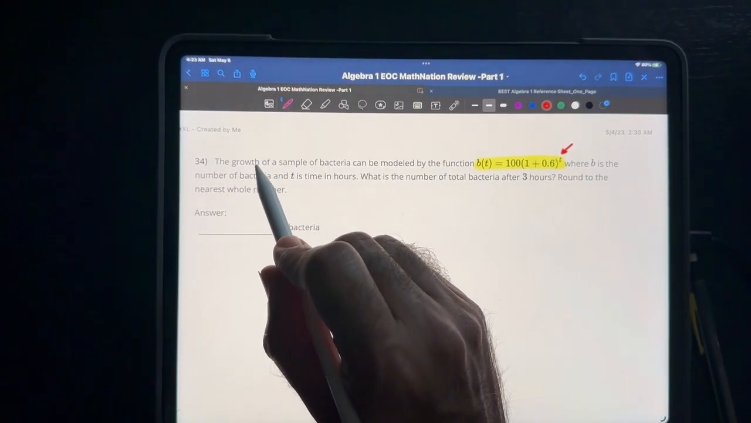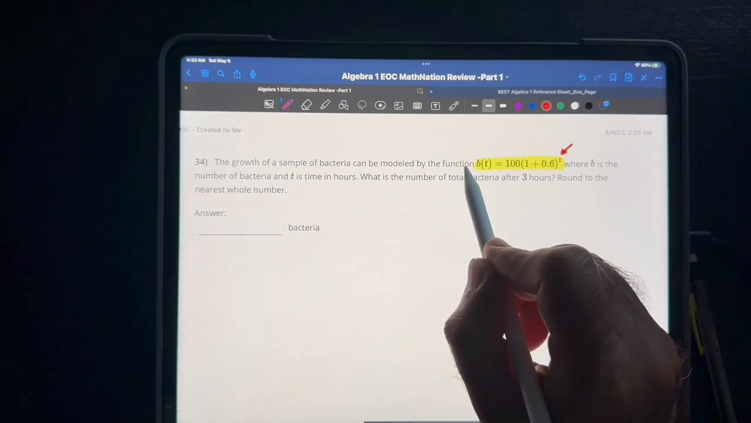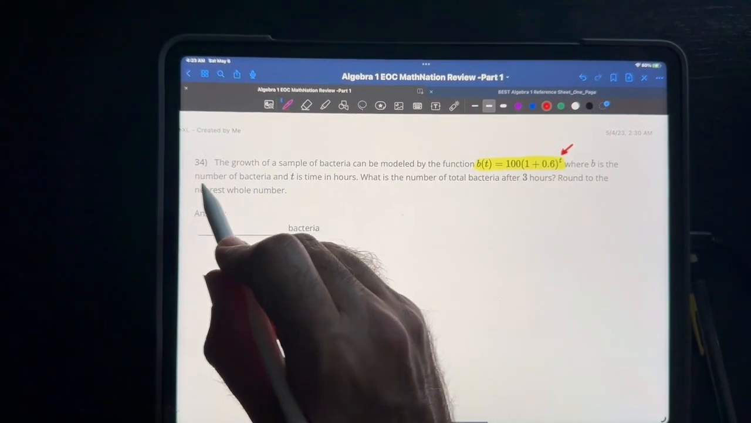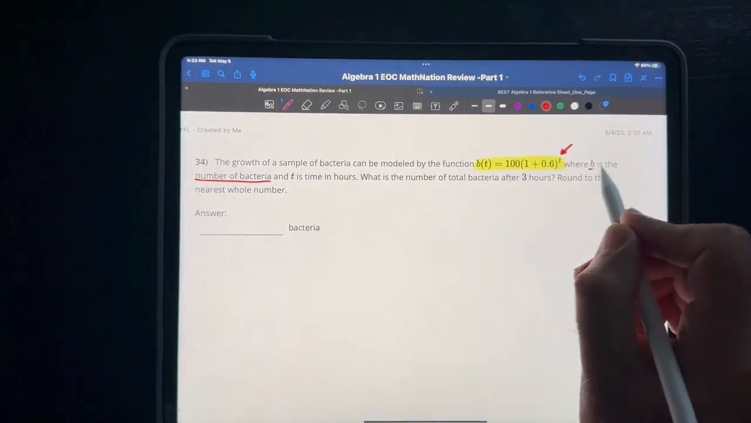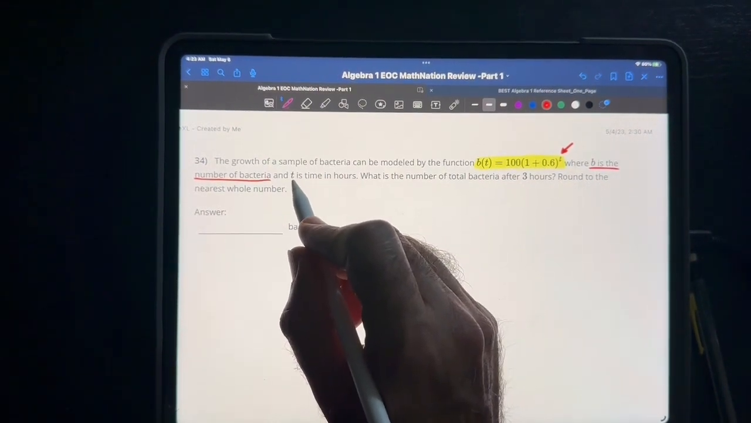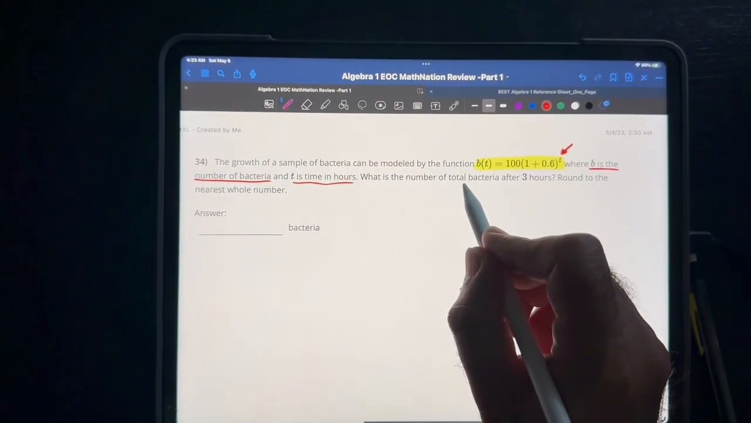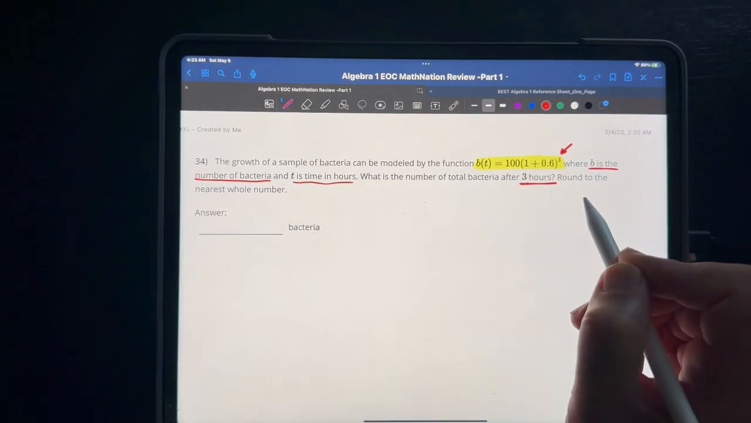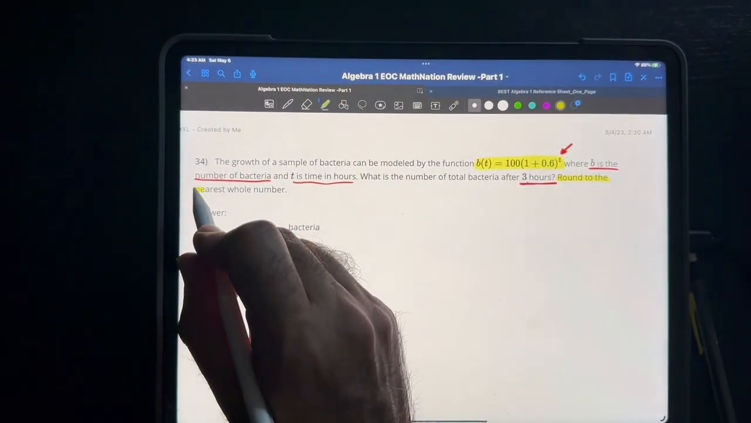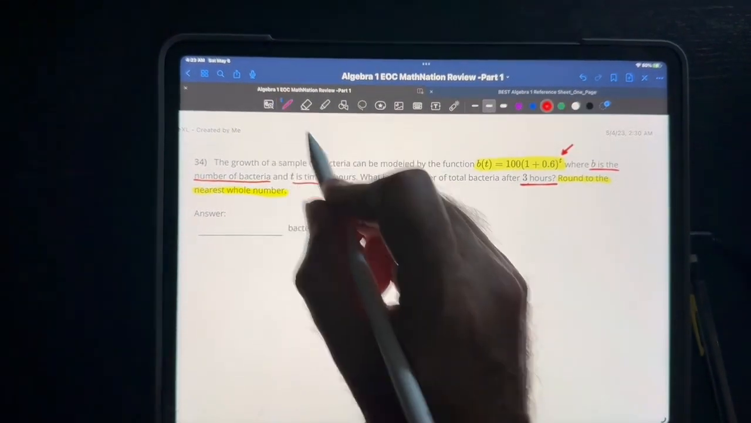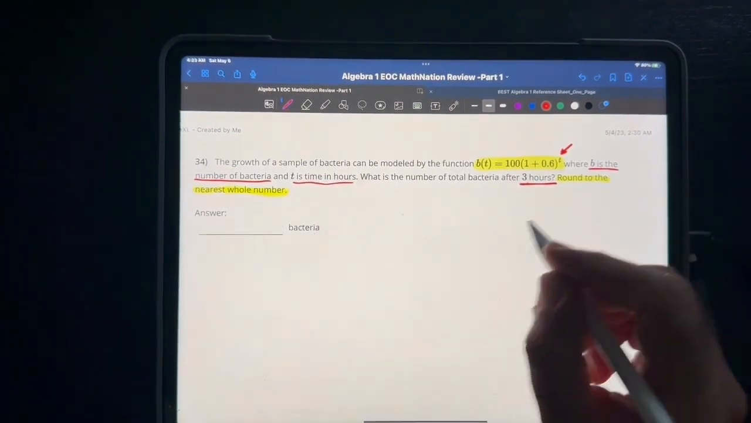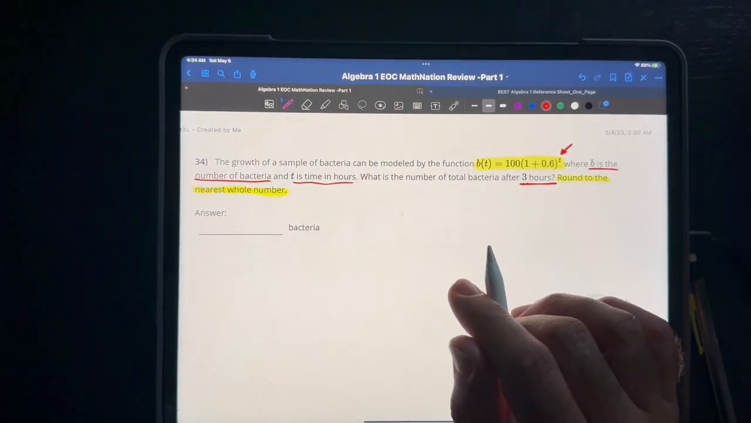So let's read this. The growth of a sample of bacteria can be modeled by the function, where B is the number of bacteria, so B for bacteria, so that's why they call the function B. And t is time. Anytime you see t, it typically means time, right? What is the number of total bacteria after 3 hours? Round to the nearest whole number. Okay, so you've got some rounding directions. So this is easy. You know why? Because this is a straight-up calculator problem, right?